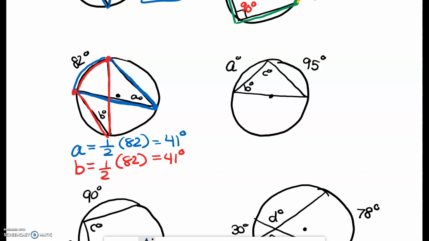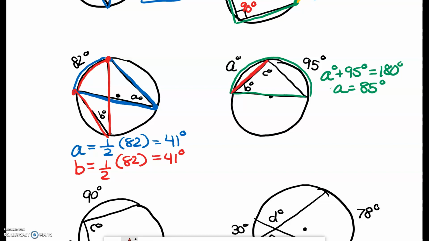Okay, let's see about this one. We have to find A, B, and C. Well, I know that this is a diameter, so half of my circle should add up to 180 degrees. So A degrees plus 95 degrees should equal 180 degrees. So when I subtract the 95, A degrees equals 85 degrees. And we won't say 80 degrees, we'll just say A. A equals 85 degrees.